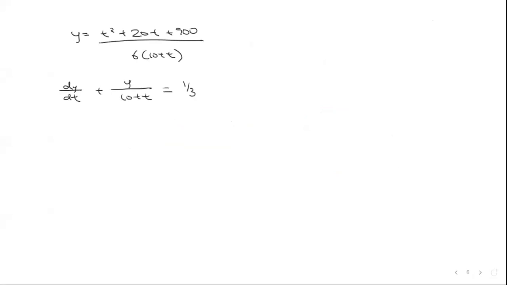So the answer they've given us is y equals t squared plus 20t plus 900 over 6 times 10 plus t. And you want to verify that it satisfies the differential equation, which was dy dt plus y over 10 plus t equals a third. Well, this part's easy because, well, oh, actually, no. We will need to do a bit of work there. All right, so let's do it one by one. Dy dt means I'm going to need to differentiate 1/6 of t squared plus 20t plus 900 over 10 plus t, which is 1/6. All right, so it's a quotient.